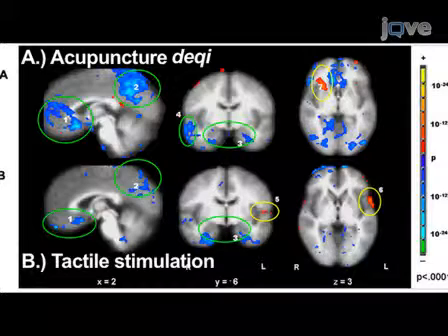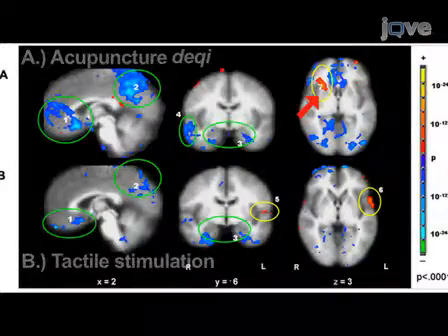In contrast to deactivation, tactile stimulation showed more activation of the sensory motor BA43 and association cortex BA22. The right anterior insula was paradoxically activated during acupuncture, but not tactile stimulation.